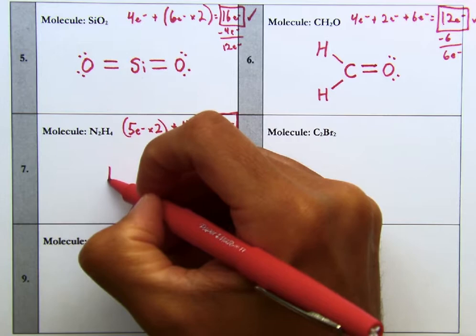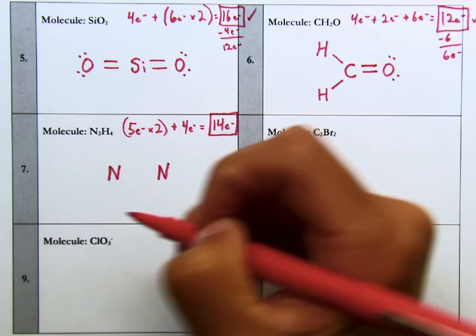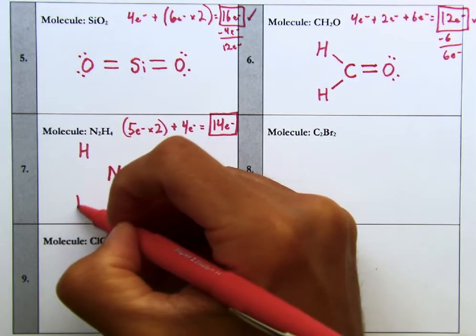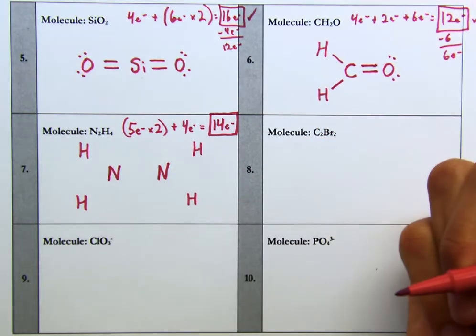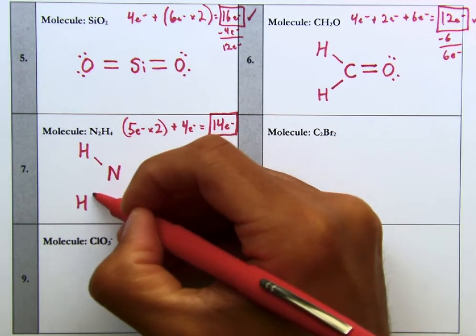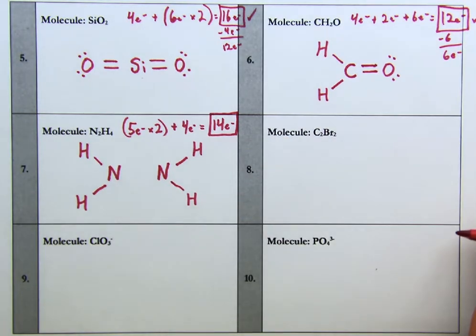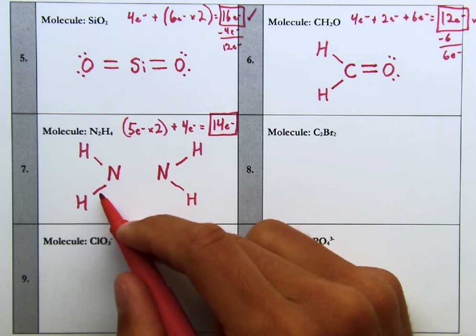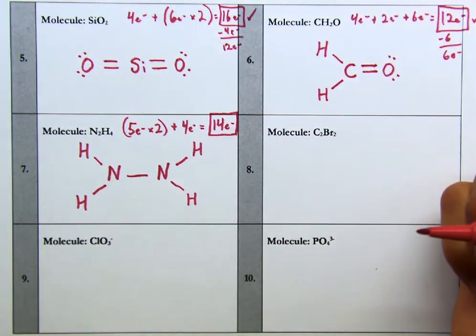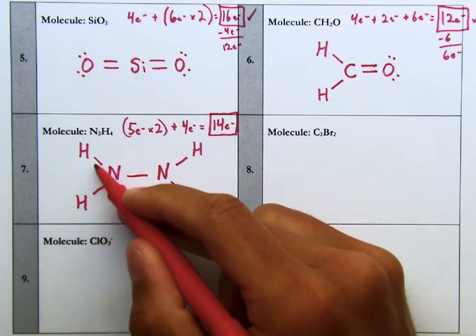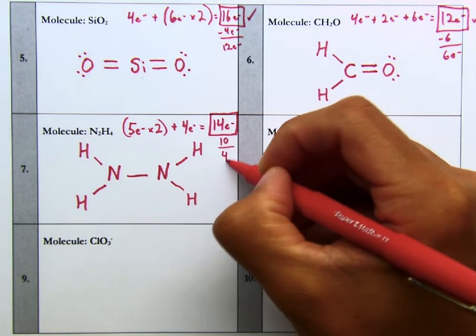We're going to have nitrogen. We're going to have another nitrogen. And 4 hydrogens. So I'm going to put a hydrogen over here and a hydrogen over here. Hydrogen over here, hydrogen over here. And I'm going to connect them using single bonds. So single bond, single bond, single bond, single bond. So that's a molecule. We just connected everything with a single bond. This is 2, 4, 6, 8, 10. 10 of the 14. So we have 4 left.